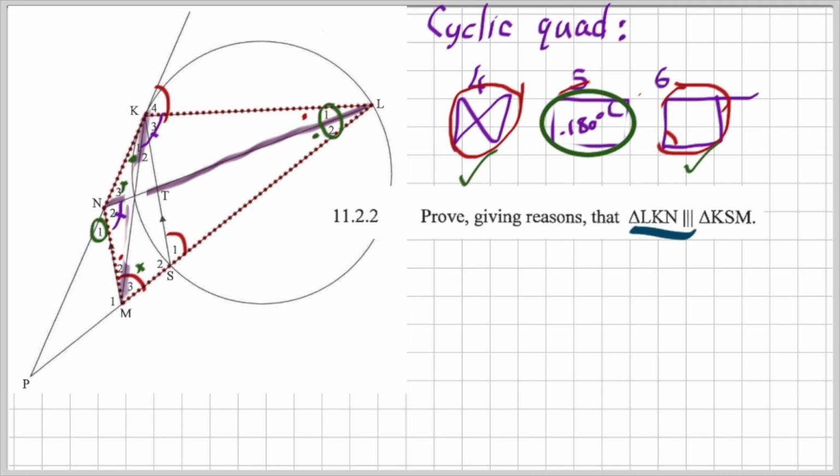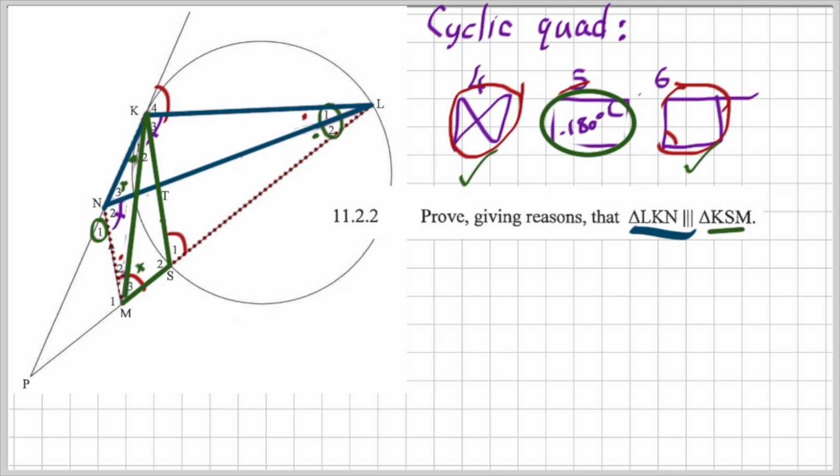In blue, I'm going to now draw in my triangle LKN. So there we go. In green, I'm going to highlight that triangle KSM. Before I actually look at proving it, let's look at which angles I need to have equal to which angles for the similarity to be true.